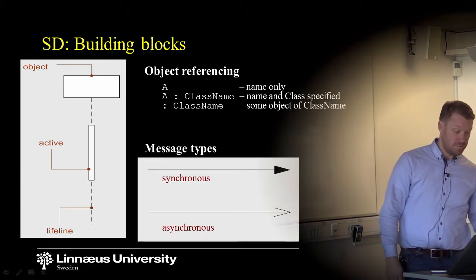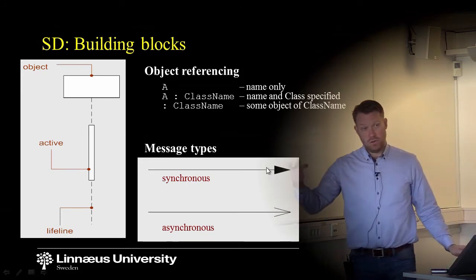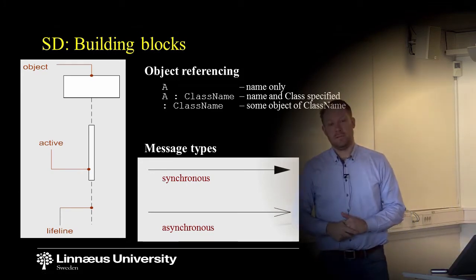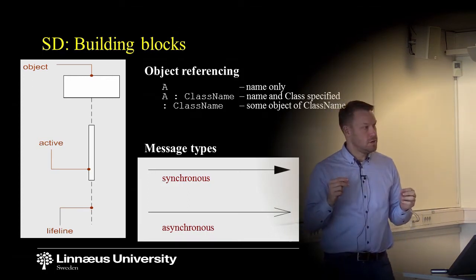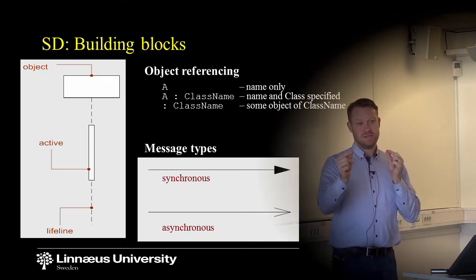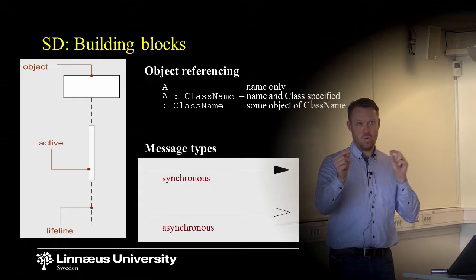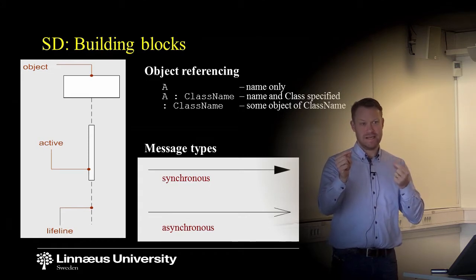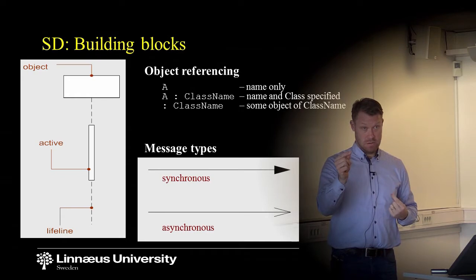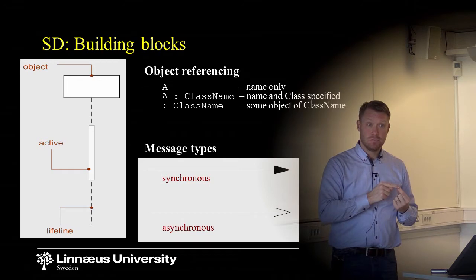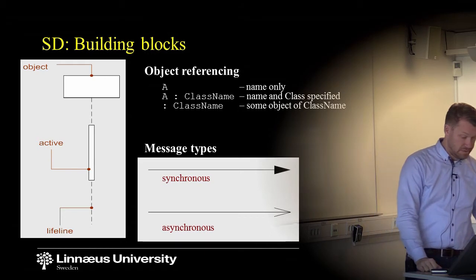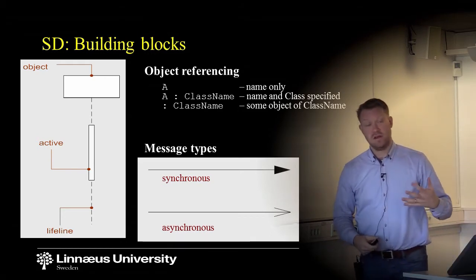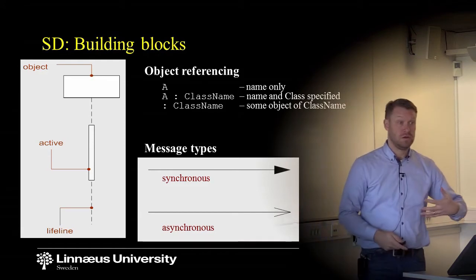Then you have different types of messages, and the normal type of message used in languages is synchronous communication, where a message is sent, and the sender object waits until the other object returns. Well, that's synchronous. Asynchronous is something else, and it means that the sending object can actually continue to execute something else.